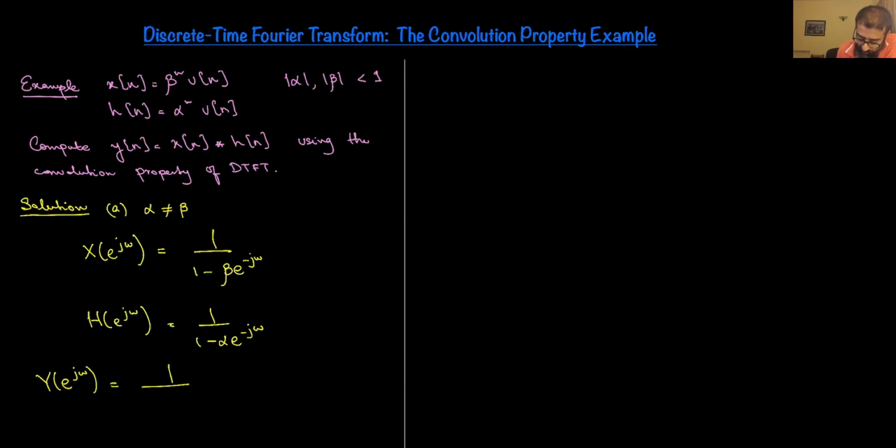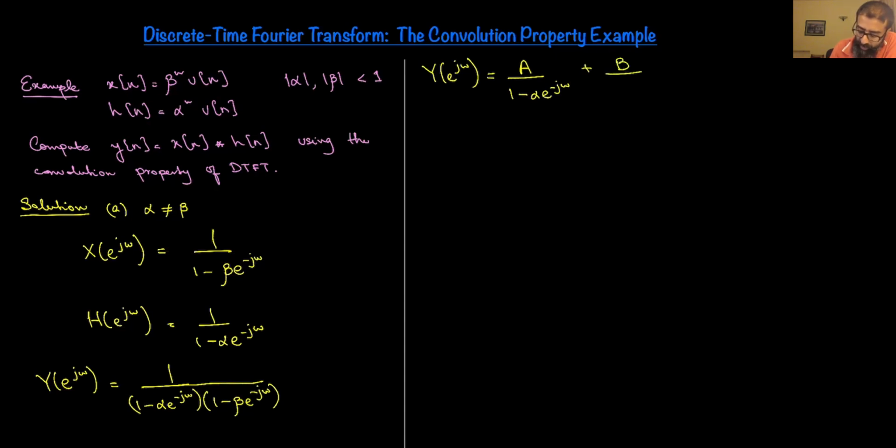So this is 1 upon 1 minus alpha e raised to power minus j omega times 1 minus beta e raised to power minus j omega. And all we're required to do next is to compute the inverse Fourier transform of y. The way we do that is through a partial fraction expansion. So Y of e raised to power j omega, we can say, is actually equal to some constant A upon 1 minus alpha e raised to power minus j omega plus some constant B upon 1 minus beta e raised to power minus j omega.